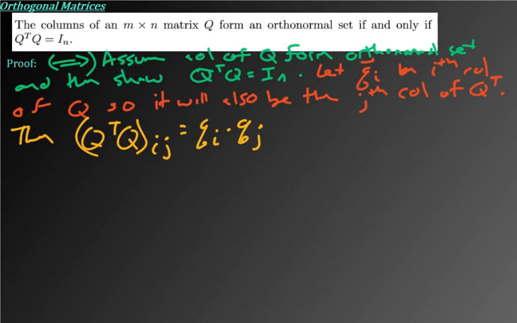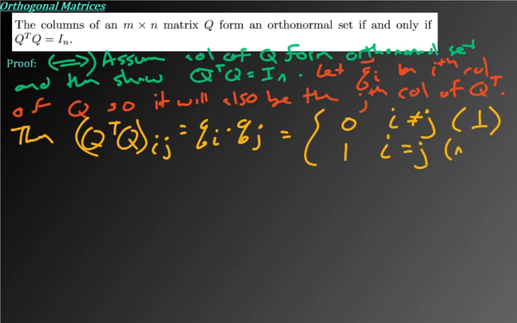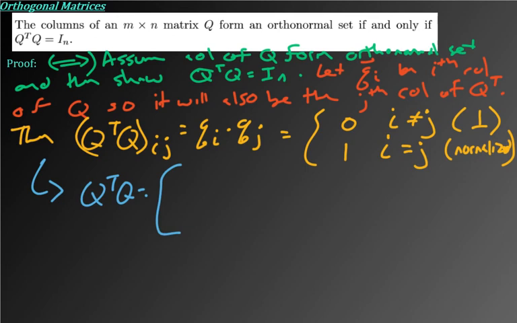And we know that this thing will equal 0 if i and j are not equal, and that's just because they're perpendicular. And it'll equal 1 if i equals j, and that's because they are normalized. They're length 1. So if you think about what this means, it's basically saying that Q transpose Q would equal, here's an entry where i is equal to j, so you get a 1, but here is not, and here is not, and so on.